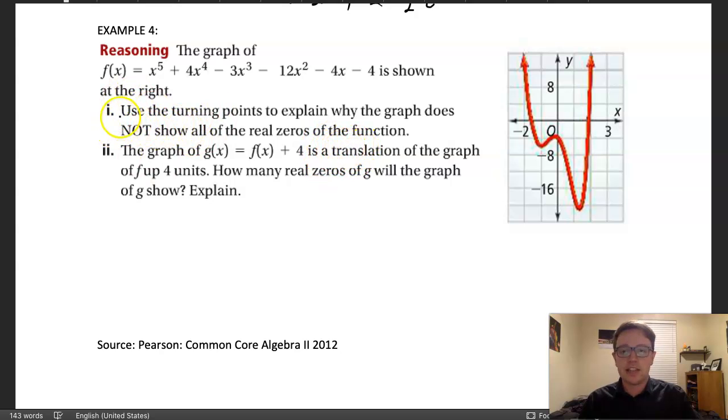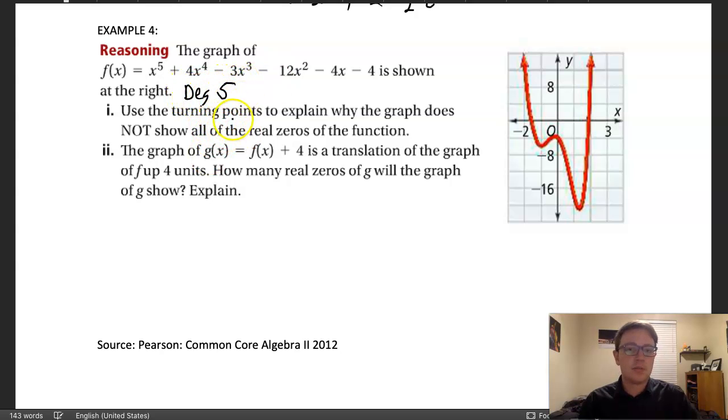So looking at this, how do we know that we have at least one more zero? How many turning points do we have? We have 1, 2, 3. Now what's our degree here? It's degree 5.